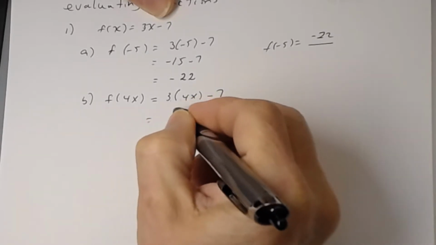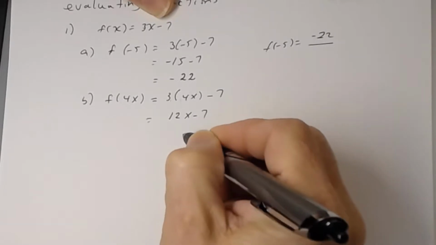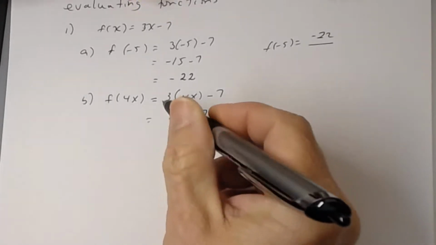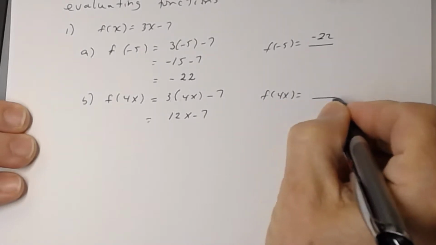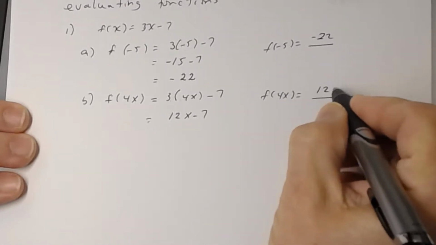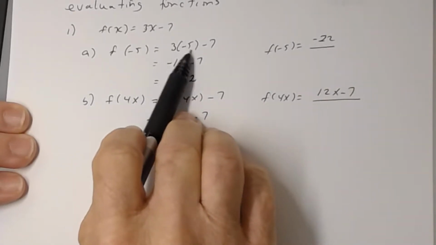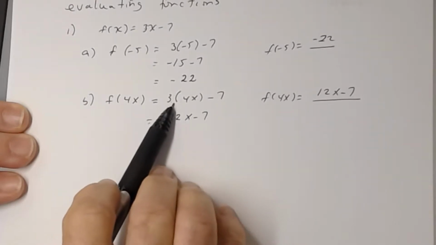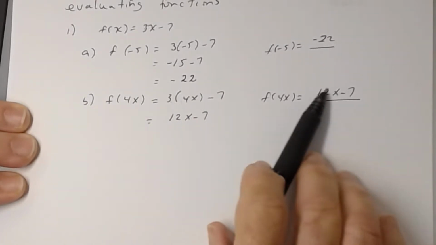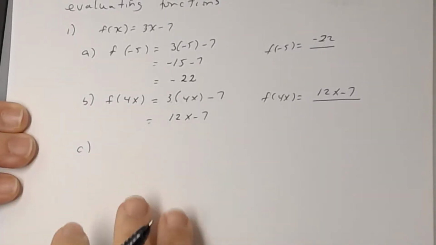Now, using the order of operations, what's 3 times 4x? 12x minus 7, and there's nothing I can do. There's your answer. So notice that f of 4x is going to equal what expression? 12x minus 7. So whenever you substitute a number, we ended up with a number. When we substitute a variable expression, we end up with an answer that's a variable expression. Okay? All right, letter C.